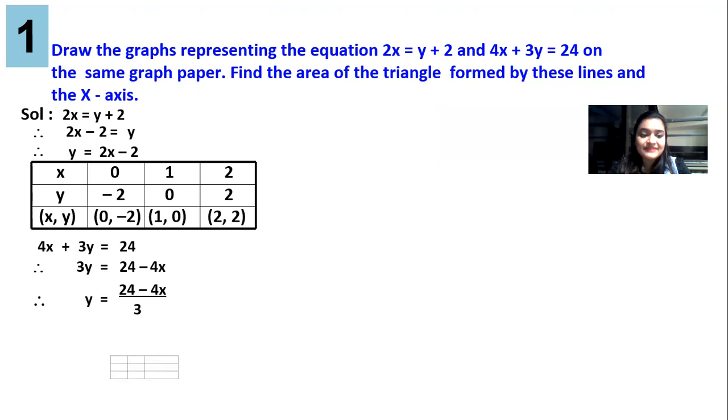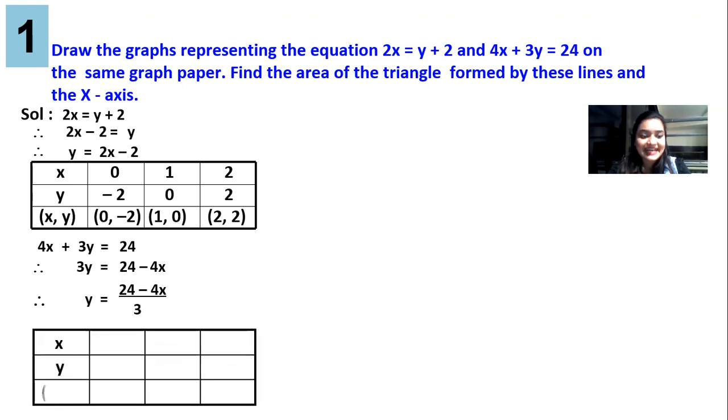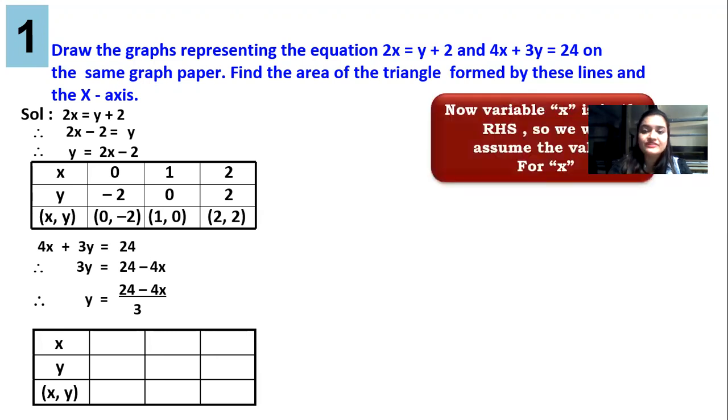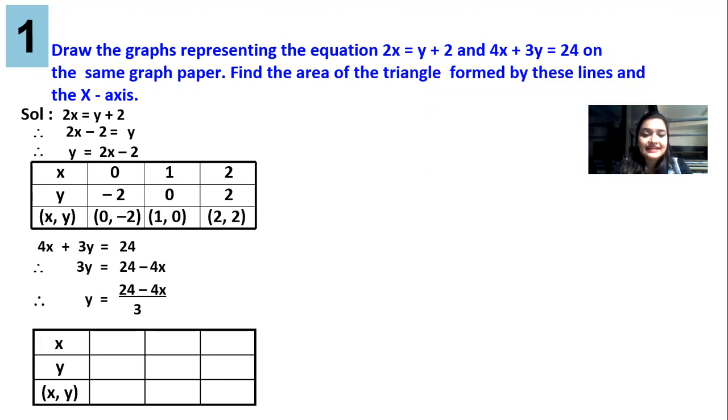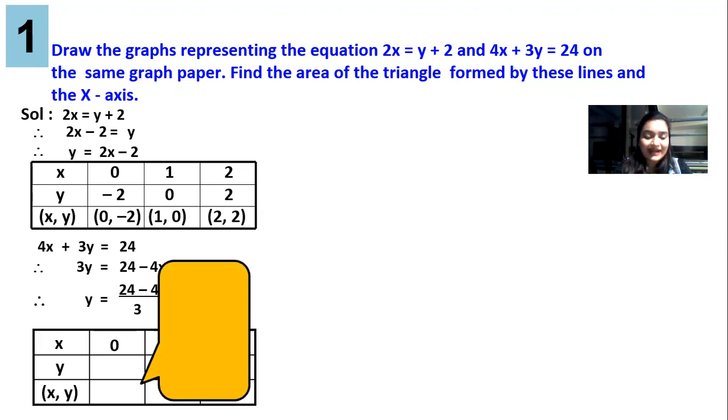I'll make a table with coordinates x, y, x comma y. Now guys, we know we will assume a value for the variable which is on the right. And right now the variable which is on the right is x. I started with assuming x as 0. Let's check what y will be. In the place of x, I have put 0. 4 zeros are 0. 24 plus 0 gives you 24. Upon 3 gives you 8. So the coordinates are 0, 8.